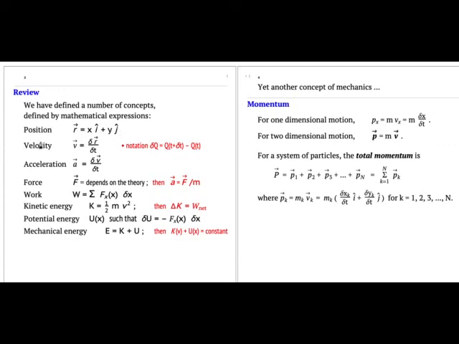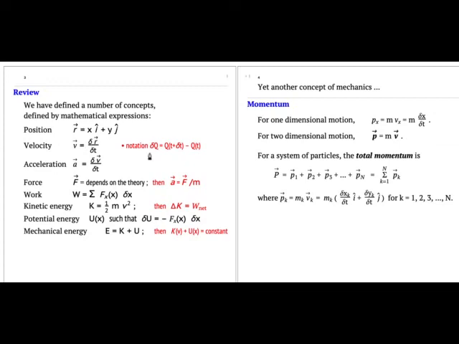Then there's velocity. Velocity is the rate of change of position. So it's delta r over delta t. During a small time delta t, delta r is the change of the position vector. And the ratio, delta r over delta t, is what we call velocity. So velocity is also a vector.